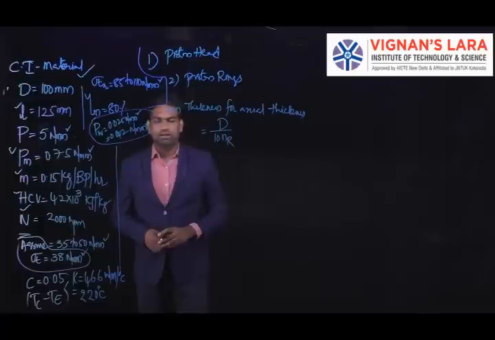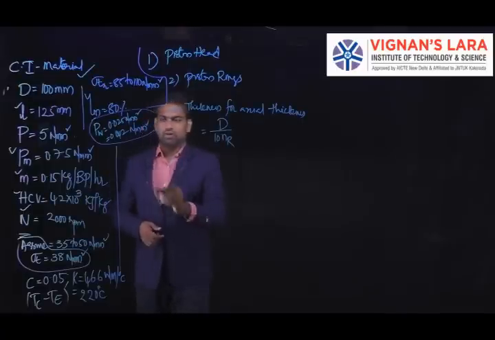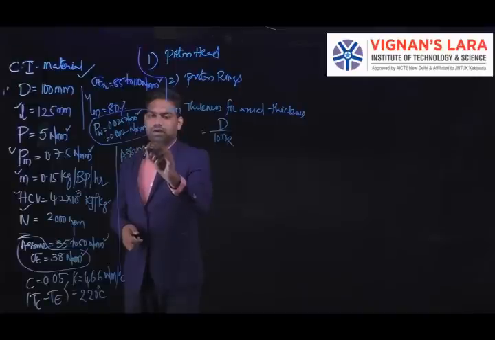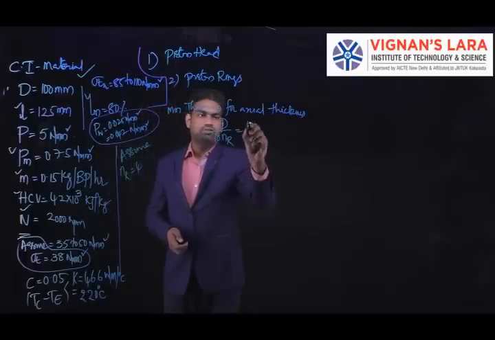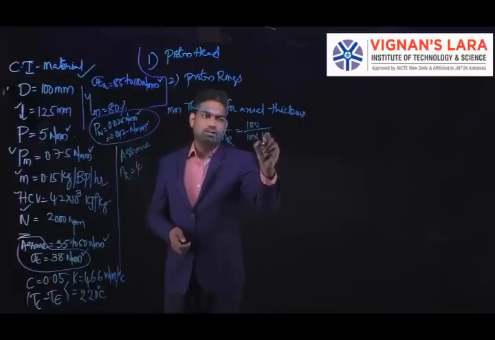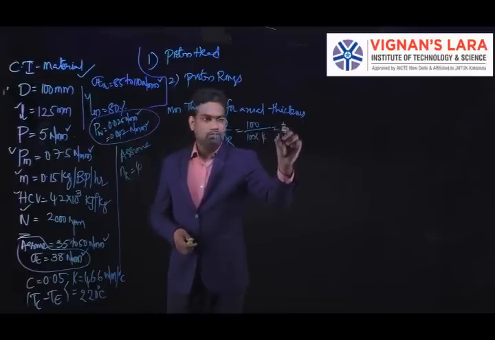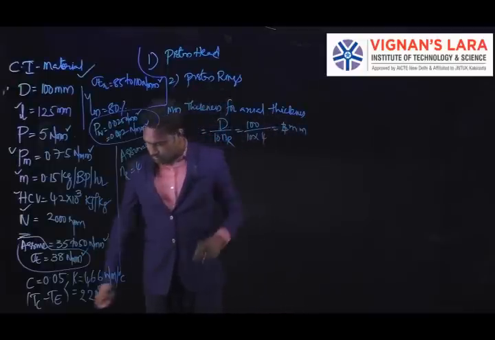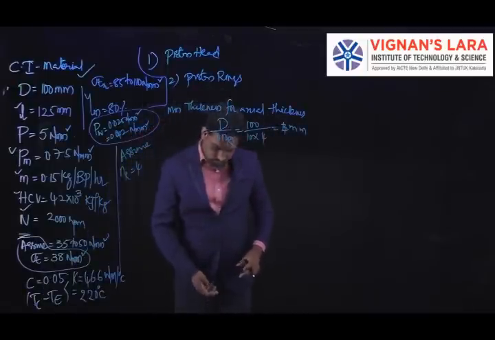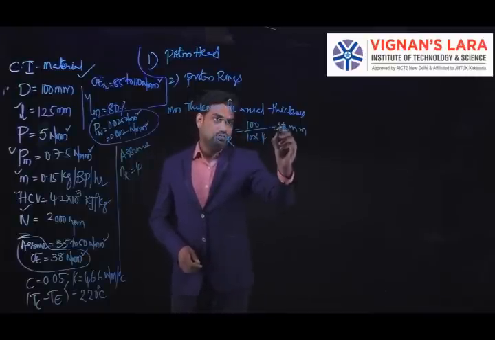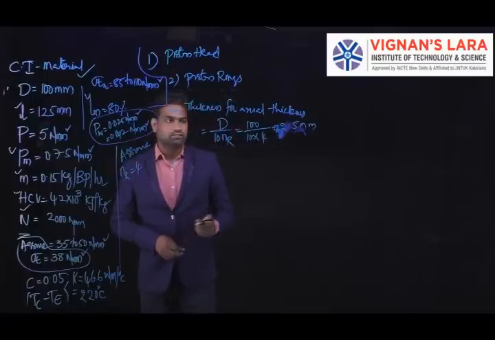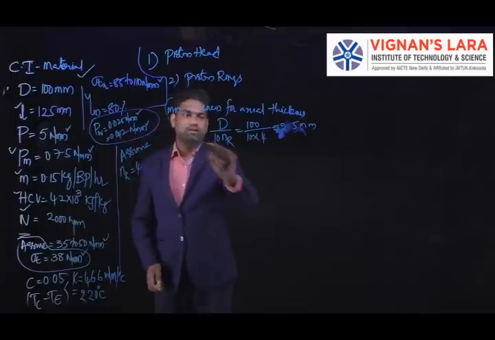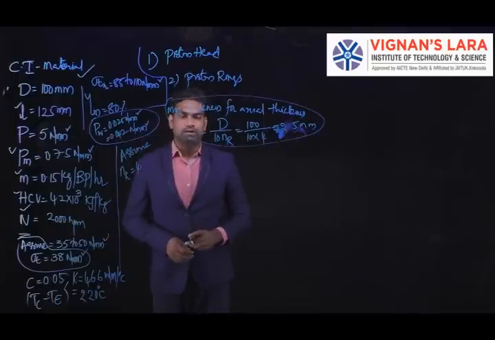We need to assume the number of rings in the piston. I am assuming the piston has 4 rings: 3 compression rings and 1 oil ring. Using that, I can substitute the cylinder bore of 100 mm. I am taking the radial thickness as 4 mm and the axial thickness as 2.5 mm. Our calculated axial thickness is 3.5, so the minimum thickness check shows it is safe to operate with these dimensions.